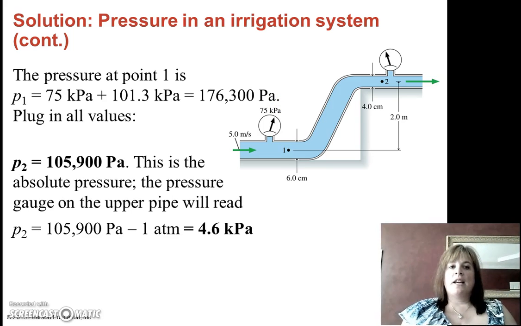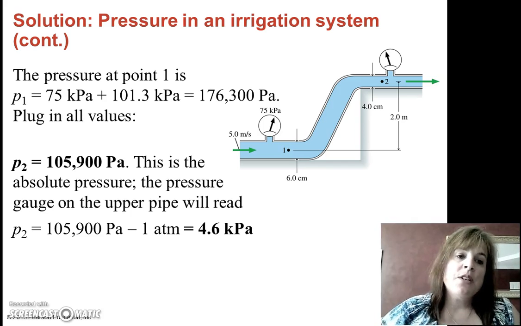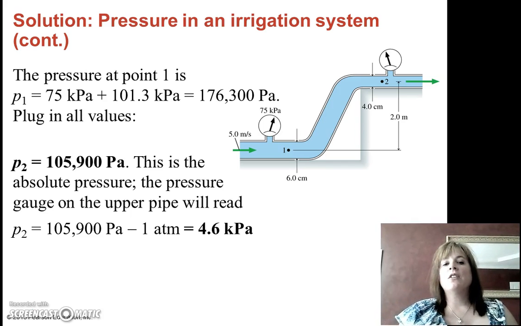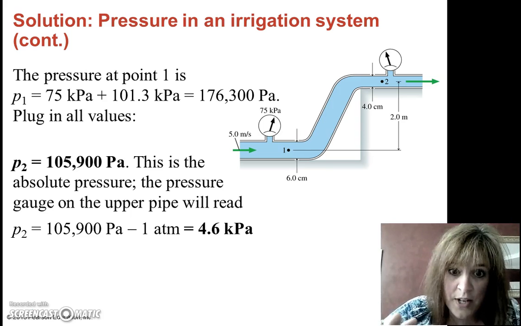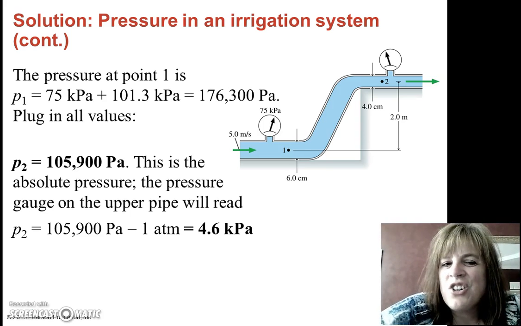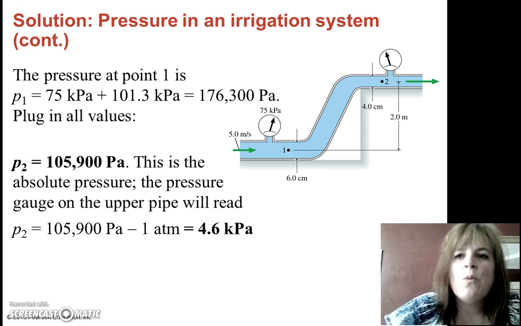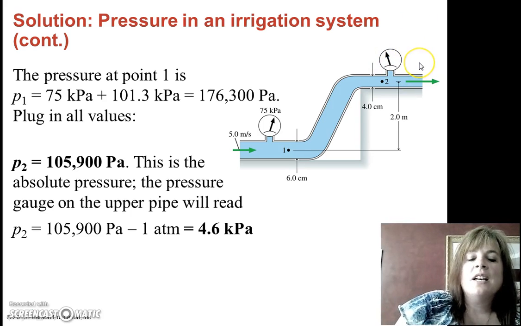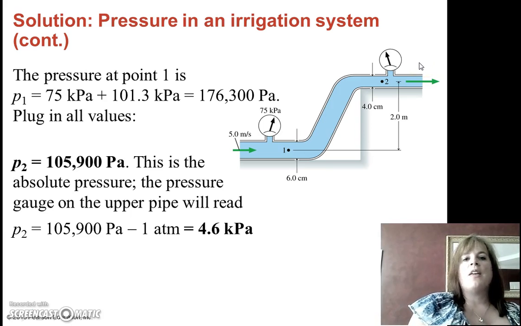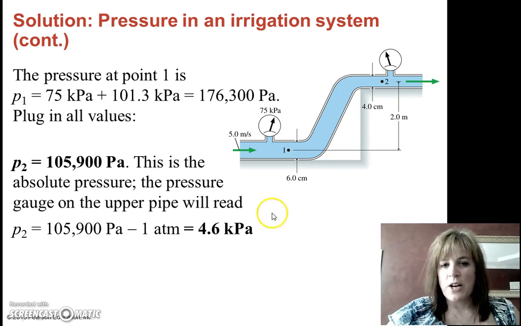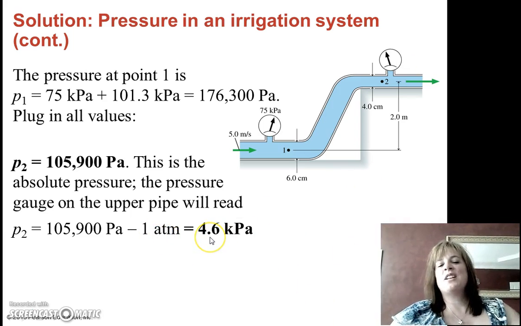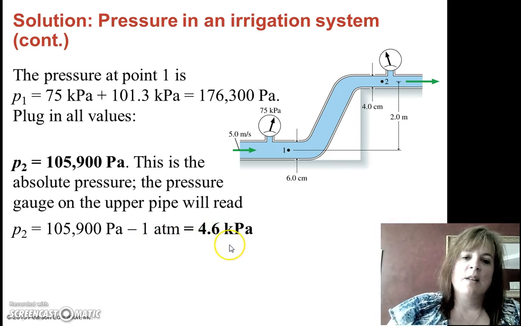If you solved it correctly, you should have an absolute pressure at P2 of 105,900 pascals. Now, this is the absolute pressure, but I'm pretty sure the question asks for what the gauge would read. So that means I need to subtract out that 101.3 kilopascals. So don't try to subtract 1 atmosphere. And you should get 4.6 kilopascals.